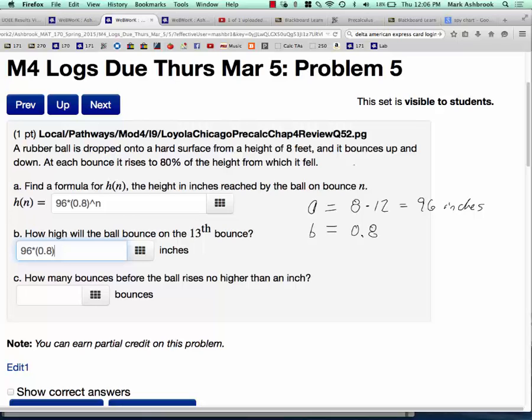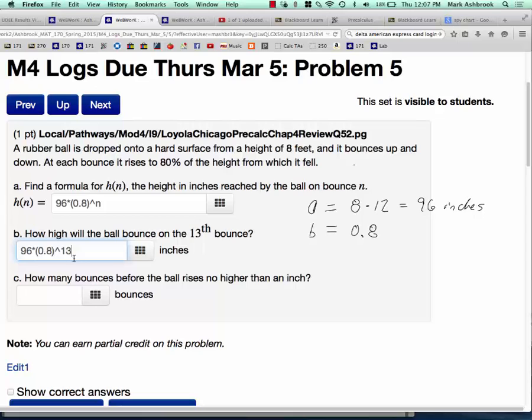Every time we have a bounce, we take 80% of what we had before. So by the 13th bounce, how many times will we have taken 80%? 13 times. That's how the formula works, right? 96 times 0.8 times 0.8 times 0.8. For every bounce, 0.8 of what you had before. 80% of what you had before. The exponent is just to make it shorter. That's all the exponent is for, just to make that expression shorter. We don't want to type 0.8 13 times.